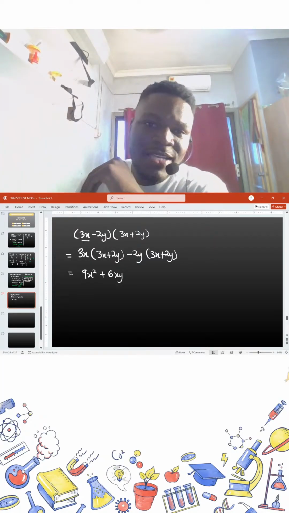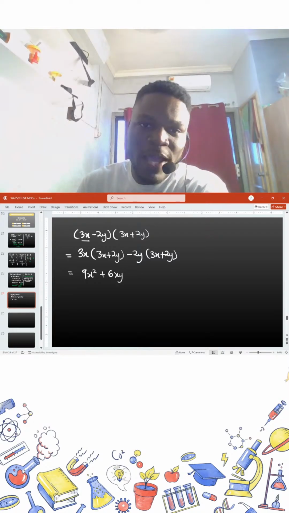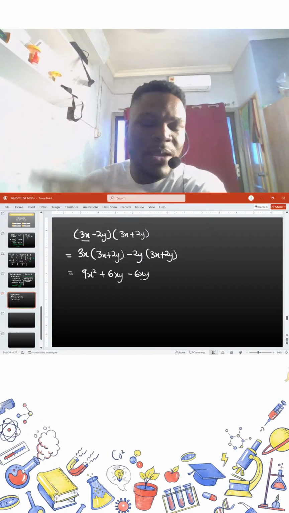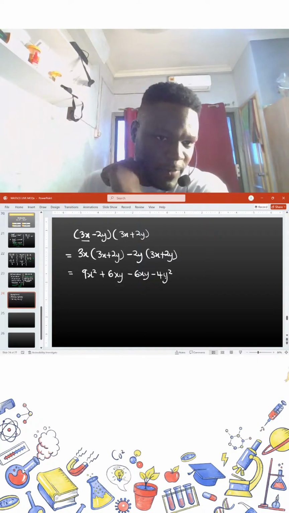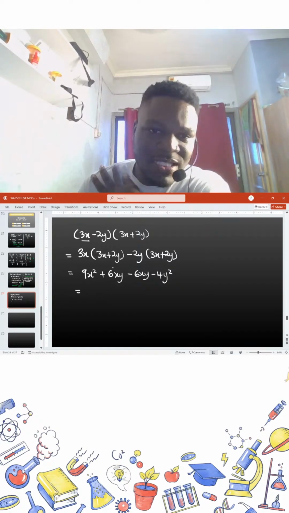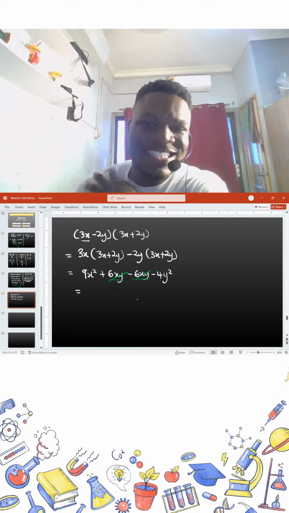I have minus 2y multiplied by 3x plus 2y. So minus 2y multiplied by 3x will give me minus 6xy. Then minus 2y multiplied by 2y will give me minus 4y squared. Are we okay? So now from here, I can see that I have positive 6xy and then negative 6xy. These are common among my terms, so they will cancel each other out.